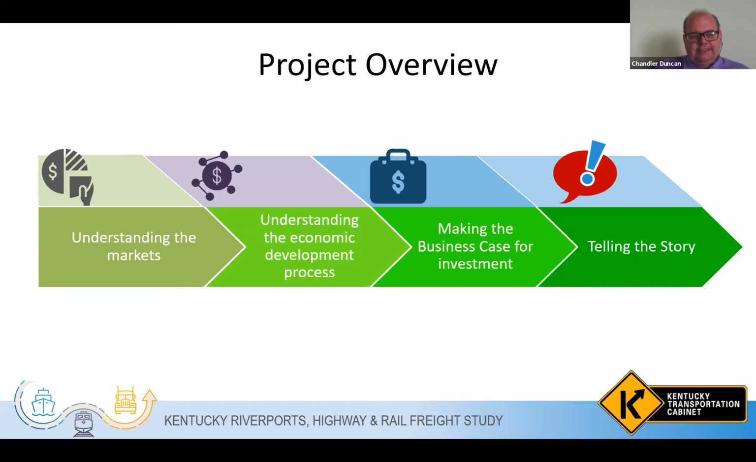If you recall our last summit back in the fall, we talked a lot about understanding the market for Kentucky's riverports and what those markets look like and how they relate to the riverport business in Kentucky circa 2020. This time, we're going to be talking a lot about our second item here, which is understanding the economic development process and how the market for our riverports develops, how it's going to be developing over time, how things like COVID and trade and the new administration and other changes that are happening in the country and in the world are going to affect opportunities for Kentucky Riverport.